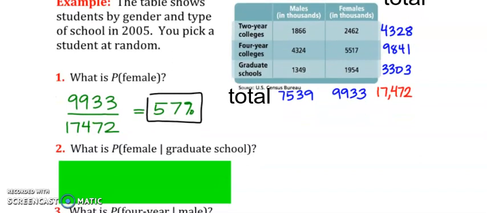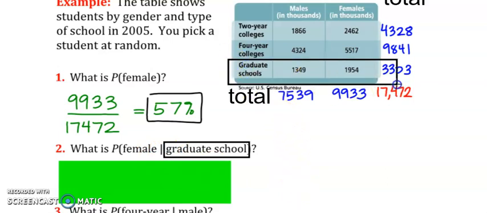Now, number two is saying, what's the probability you select female given that you are only looking at the graduate school students? So whatever comes after that little "given that" notation, that conditional bar, that's where I narrow my focus. So I'm only looking at the graduate school students. That's where I'm going to narrow my focus in.